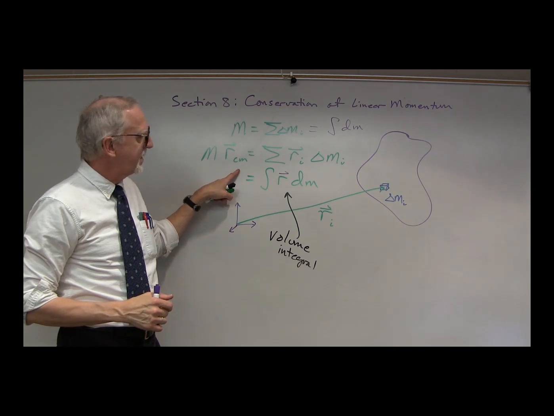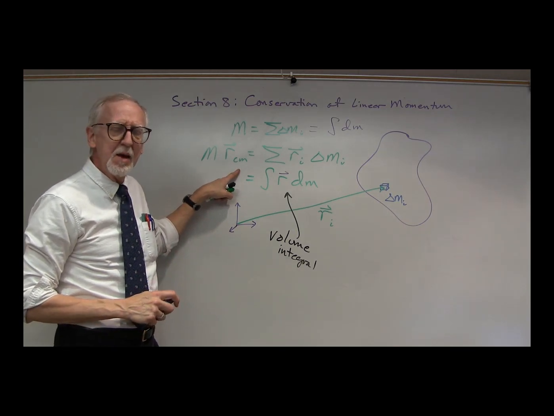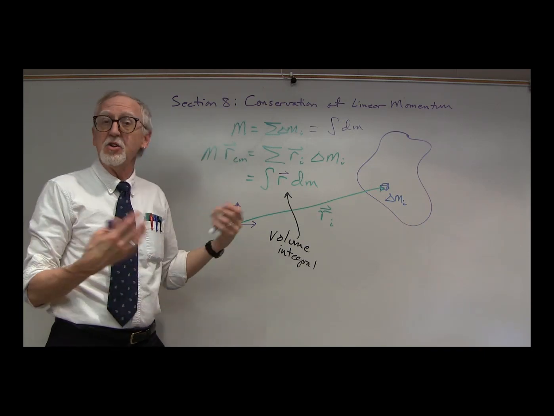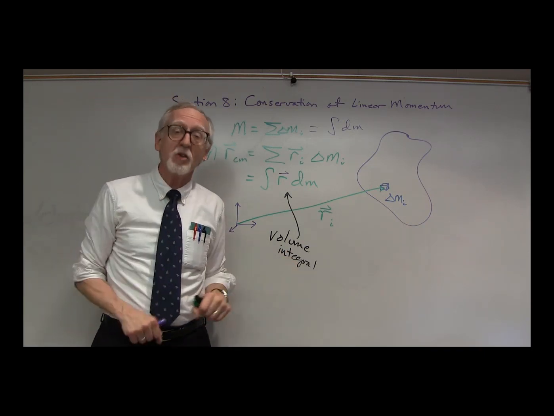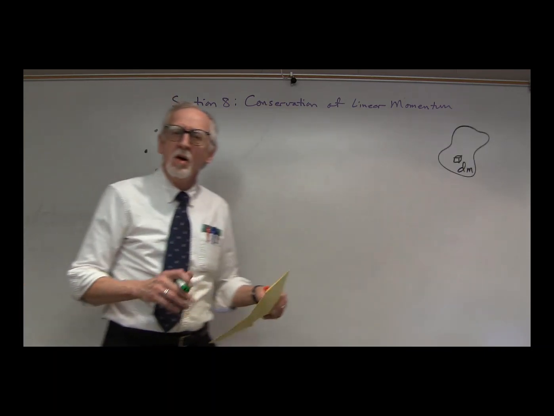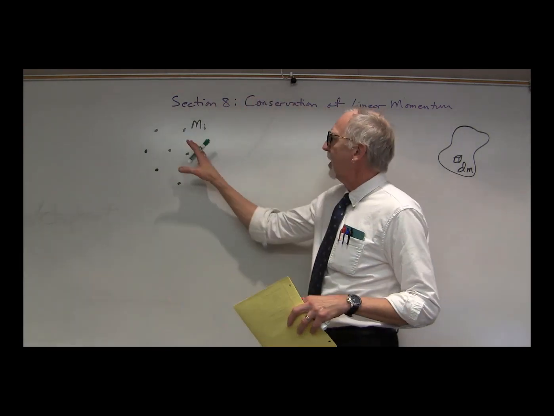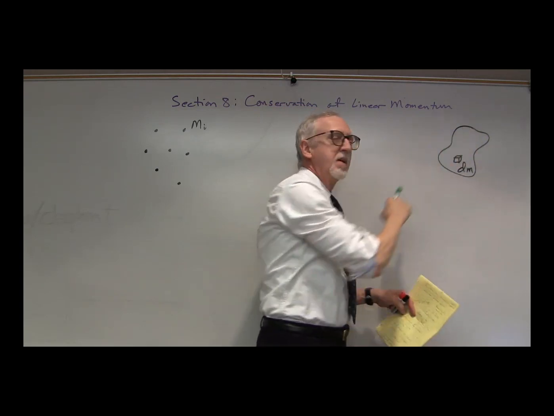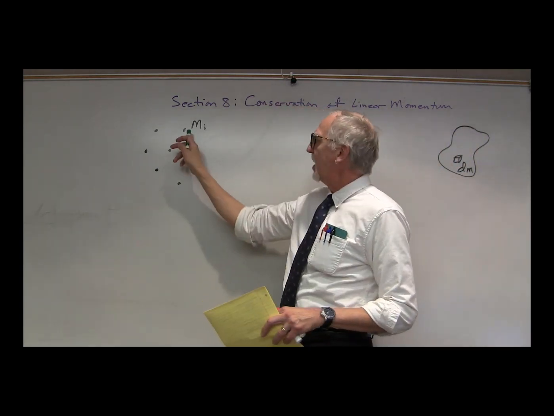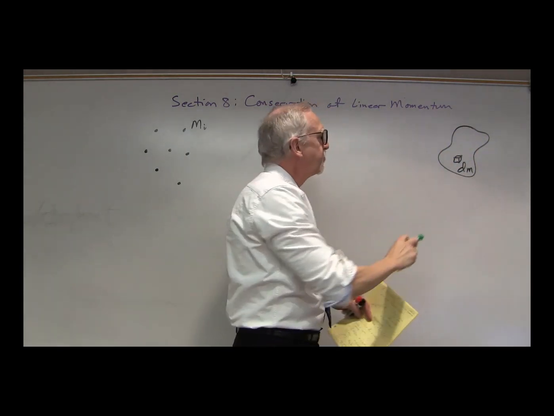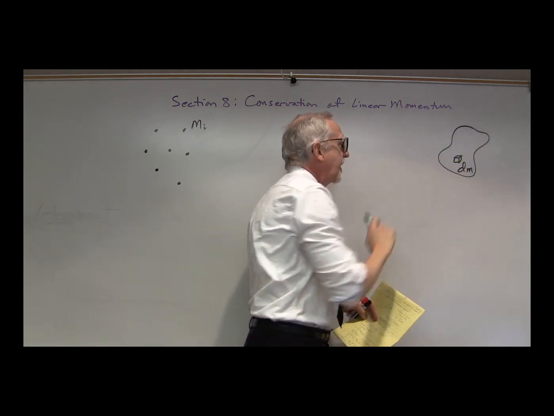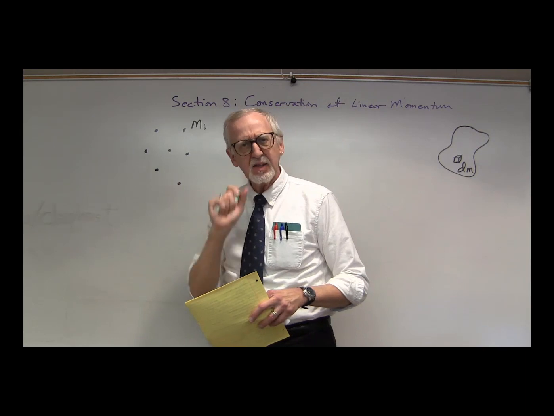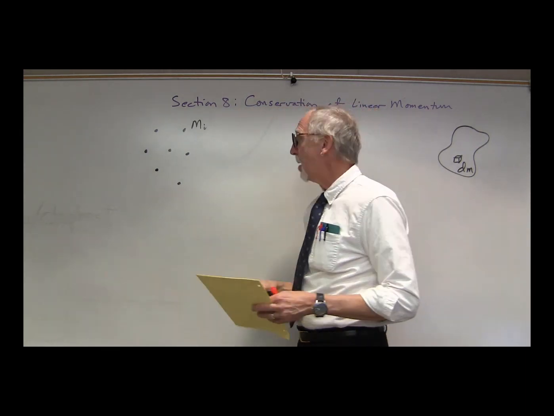Let's take a look at an example of this. Why is this so important? Why do we even make this definition? What use is it? Well, let's take a look at an example. Let's imagine that we've got either a collection of point masses or some extended object. The point masses each have a mass m sub i. The extended object we break down into little infinitesimal tiny masses dm.